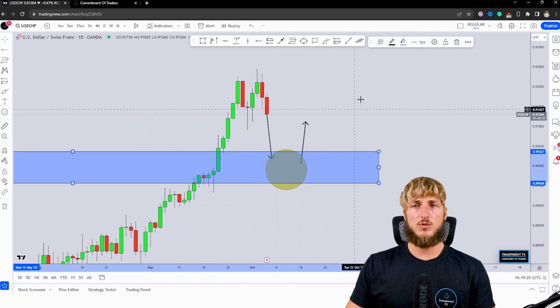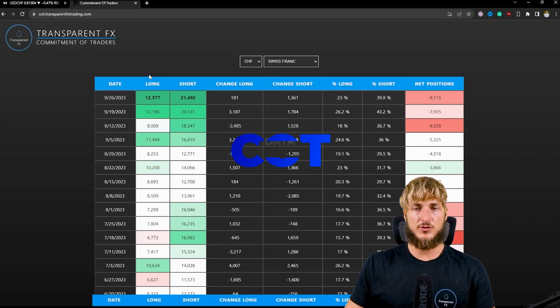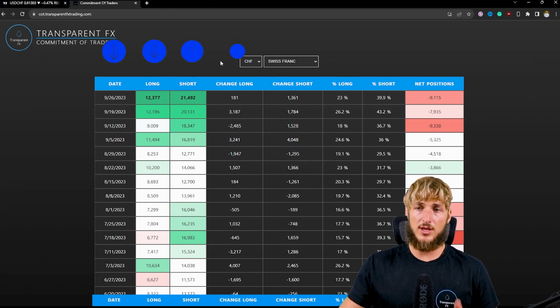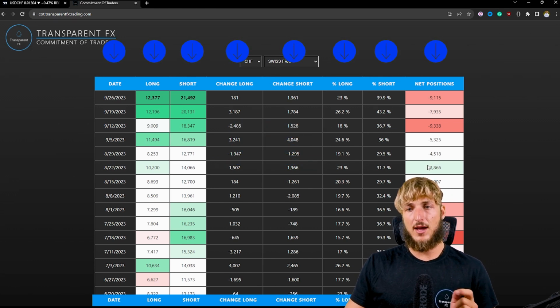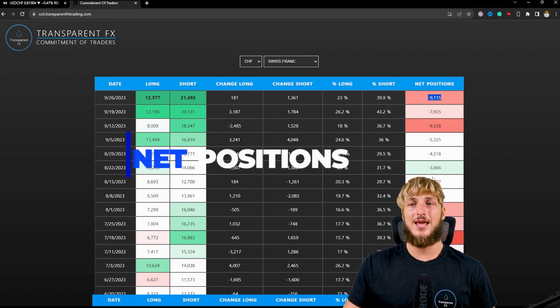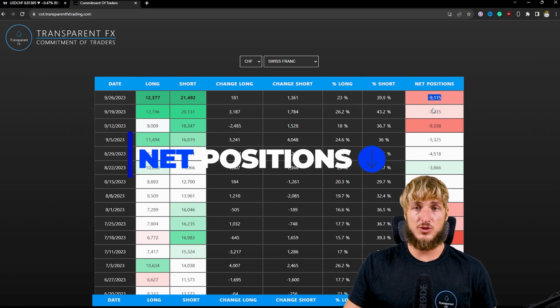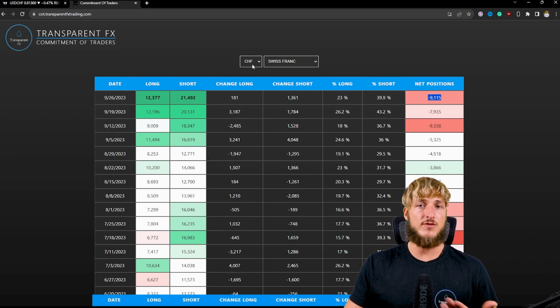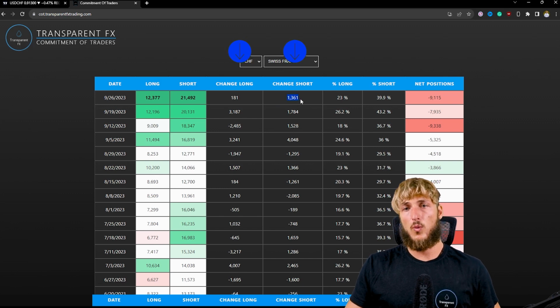Now, if we go and see what we have when it comes to the commitment of traders, so the COT data, which is at the moment what institutions are doing, we can see how we went from having minus 3.8k net positions all the way down to minus 9.1k net positions. This shows that clearly we're getting a decrease in net positioning. So institutions are moving to the bearish side of the CHF, adding shorts. In fact, we have 1,300 shorts added with the last report.